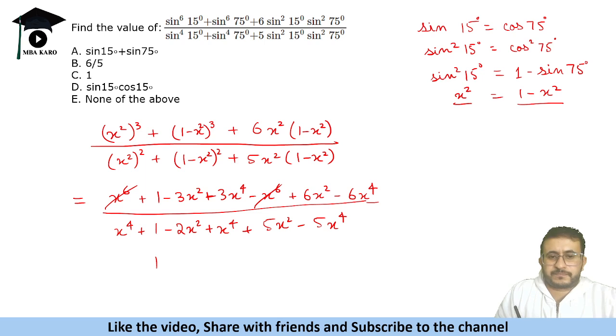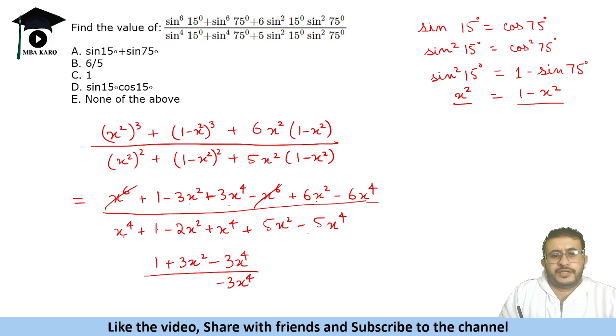We have 1 minus 3x square plus 6x square plus 3x square plus 3x to the power 4 minus 6x to the power 4 minus 3x to the power 4 in the numerator. In the denominator, x to the power 4 plus x to the power 4 minus 5x to the power 4. So minus 3x to the power 4. 1 is there, constant. Minus 2x square plus 5x square plus 3x square. So we see that it is equal to 1.